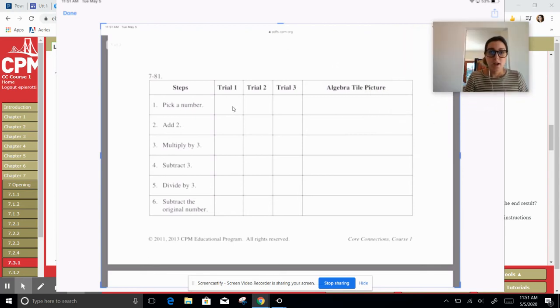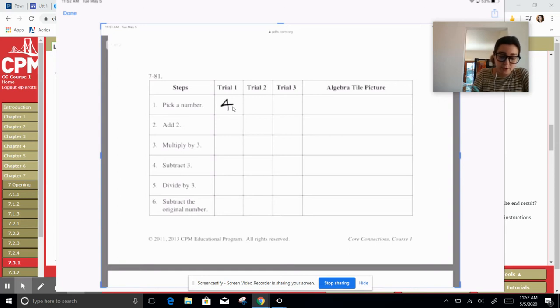All right. So when we're doing this, we're going to do the same thing. We're going to pick a number. We're going to follow the steps, but we're going to also be looking at an algebra tile picture of it as well. I don't know if we'll do all 3 trials, but we'll at least do 1 or 2. Okay. So pick a number. So let's say, for my number, for the first problem that we did, I picked 4. So I'm going to write 4 in here.